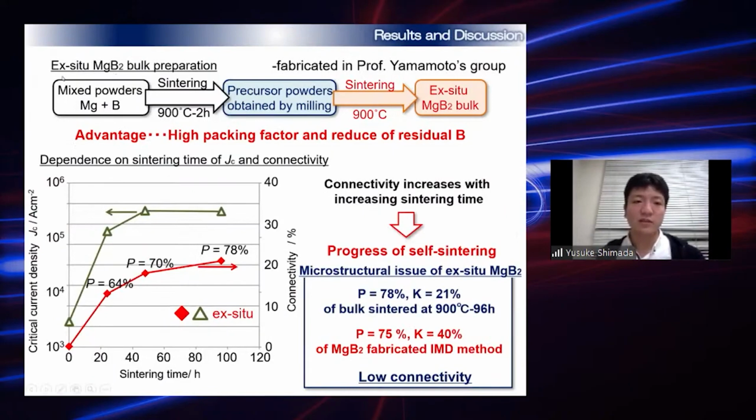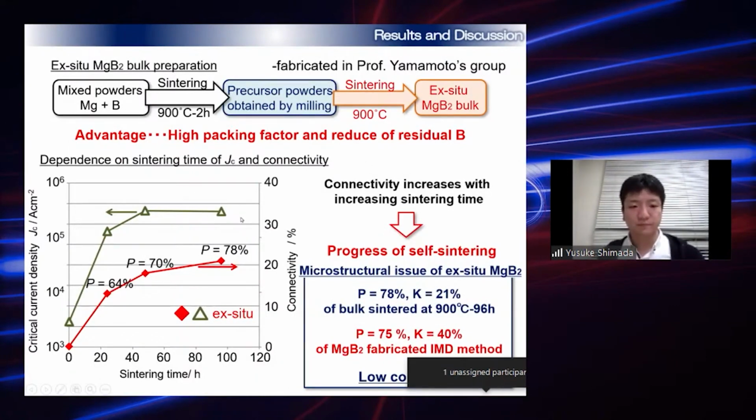So, the second result is about the XH MgB2 bulks. The advantage of XH MgB2 is that it reaches a high packing factor and reduces residual boron. So here shows the method of the XH MgB2 bulk preparation. This bulk was fabricated in Professor Yamamoto's group.